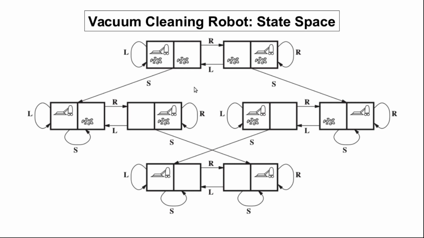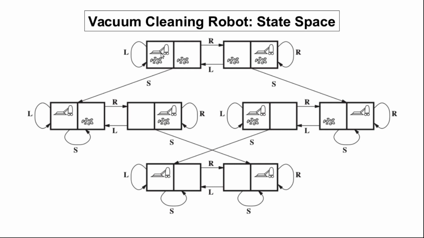So what we show in the state space is the transition model also. Why the transition model? Because let's consider this state where the robot is in room A and both the rooms are dirty.